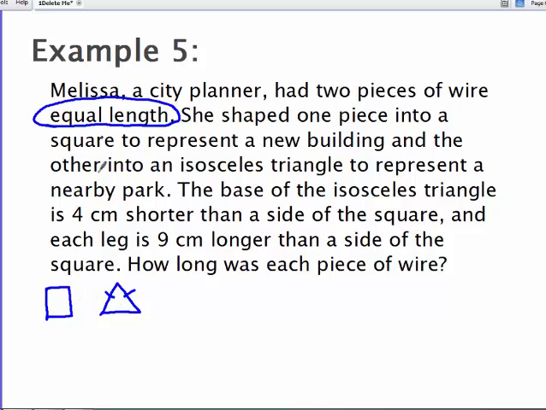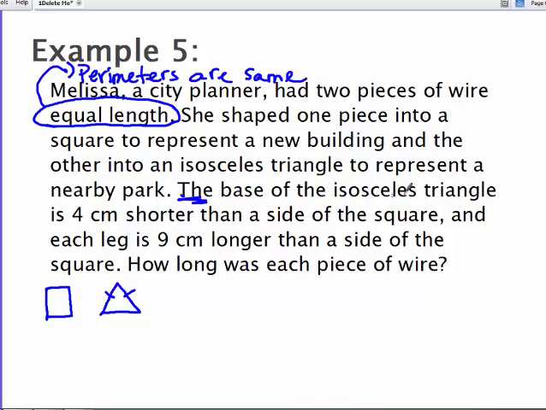If the wire that was used to create the shapes was the same, then that means that their perimeters are the same. And I would take notes on that. If the wires are equal lengths, the perimeters of the shapes then are equal length. So let's keep reading. She shaped one piece into a square, got that. And the other into an isosceles triangle, got that. So now we're at the important part.